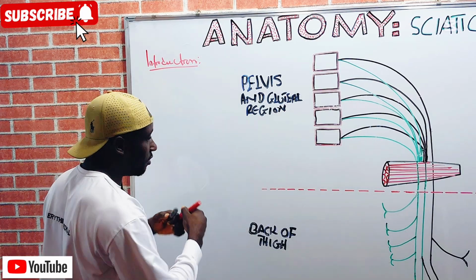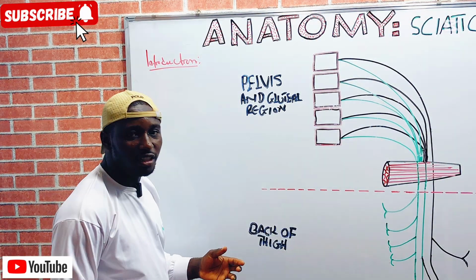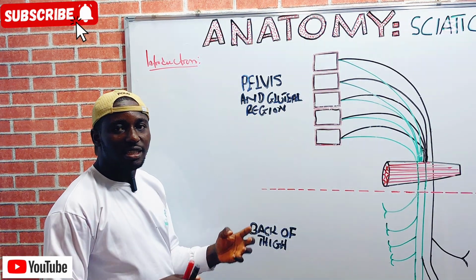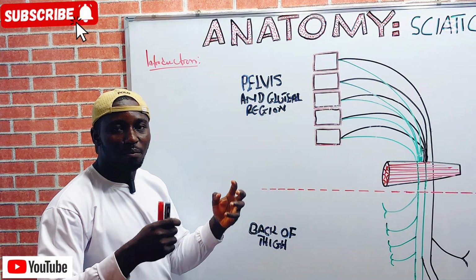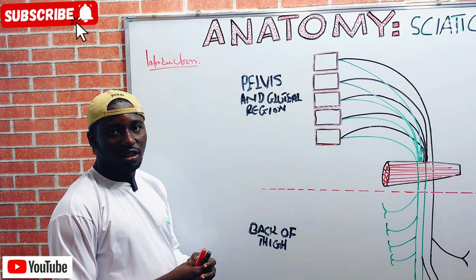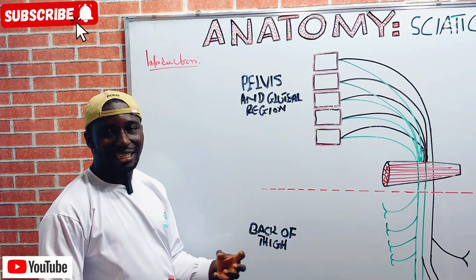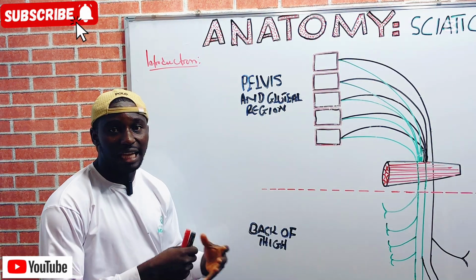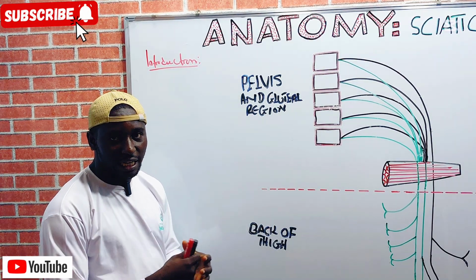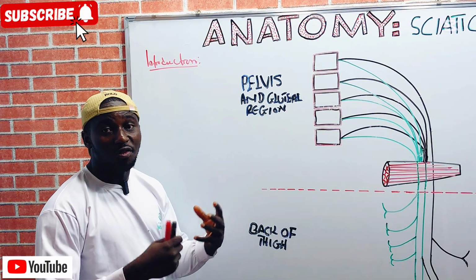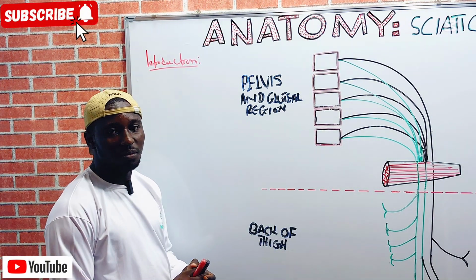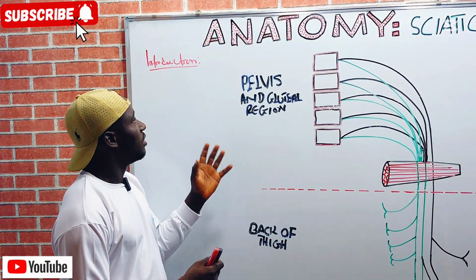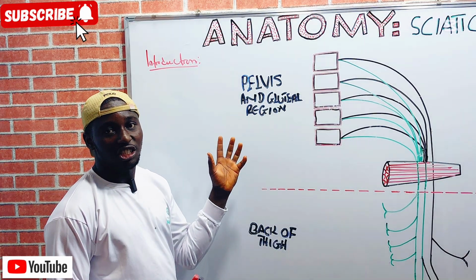What is the sciatic nerve? The sciatic nerve is the thickest nerve in the human body. It is regarded as the principal nerve in the posterior compartment of the thigh, or the back of the thigh, which can also be called the flexor compartment. So that is the introduction of the sciatic nerve.